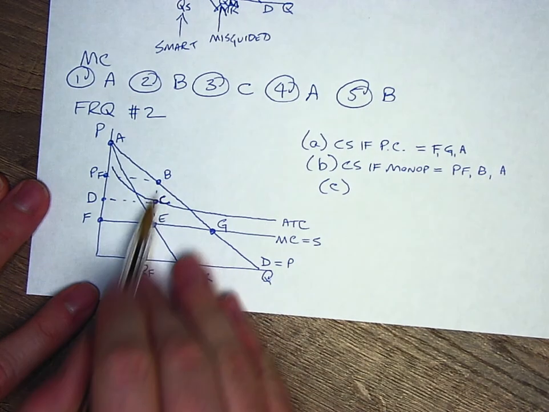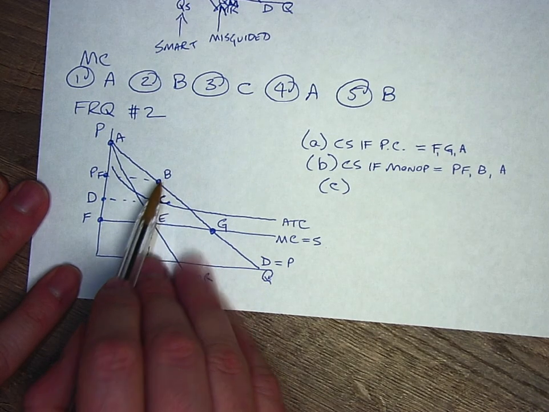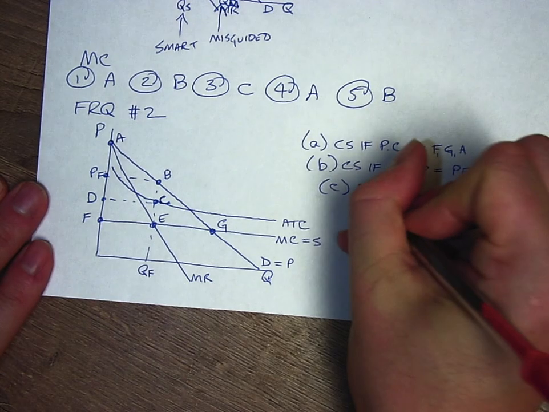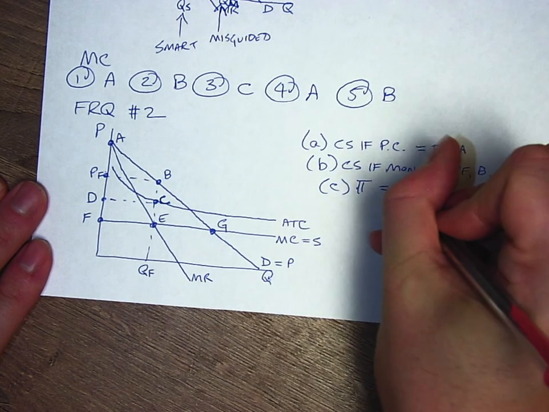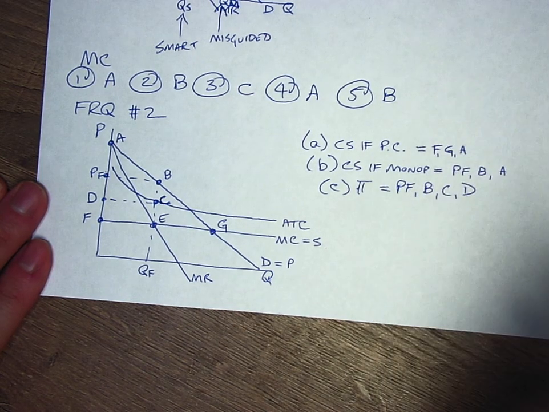C, monopoly profit, that one's fairly easy. PF to B to C to D, because we're going from the price, which is at PF, down to the ATC. So profit is equal to PF B C D.